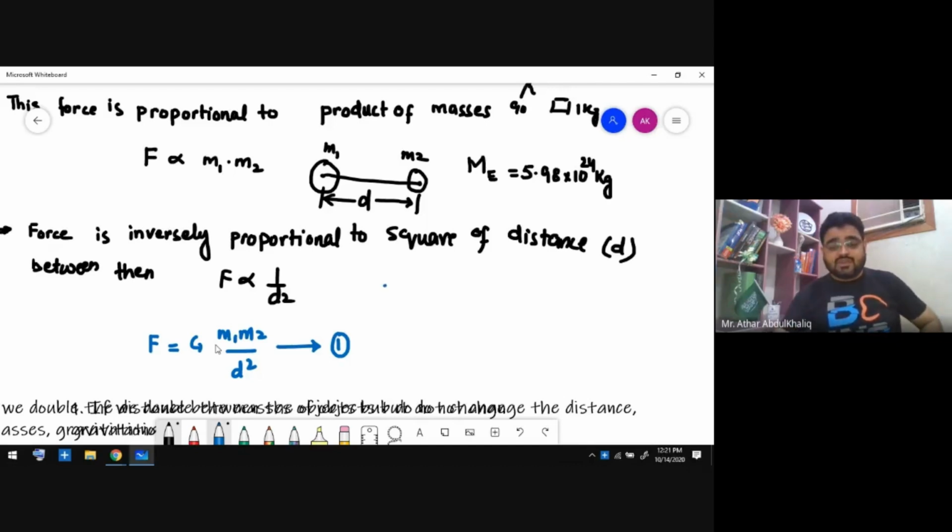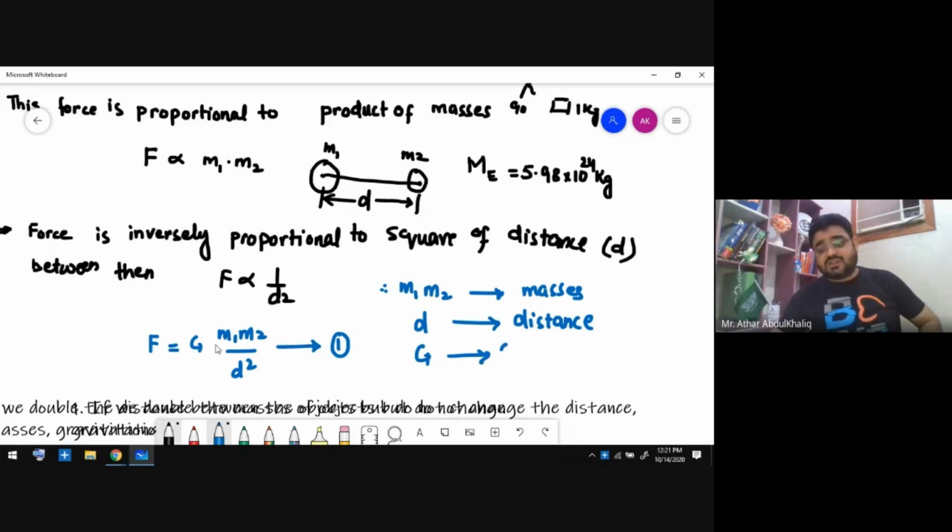First of all, we have m1 and m2, and you know that m1 and m2 are the masses of the objects, the masses of both objects. D is the distance between the objects. There is another thing that is called gravitational constant G. And from where does this gravitational constant come? Whenever you have two proportional things, the constant always comes. You studied about it in math, and its value is 6.67 times 10 to the power negative 11 Newton meter square per kilogram square.